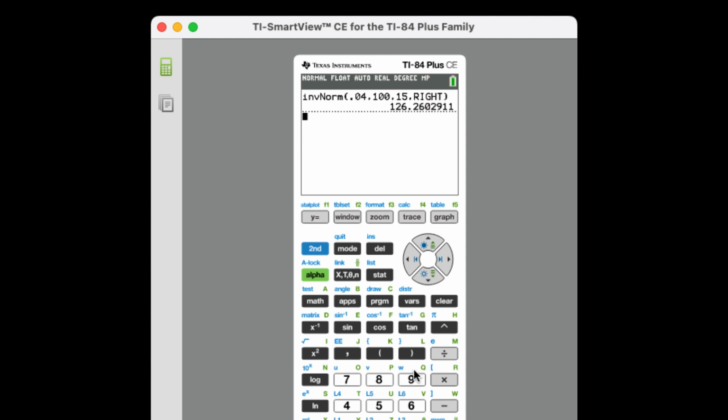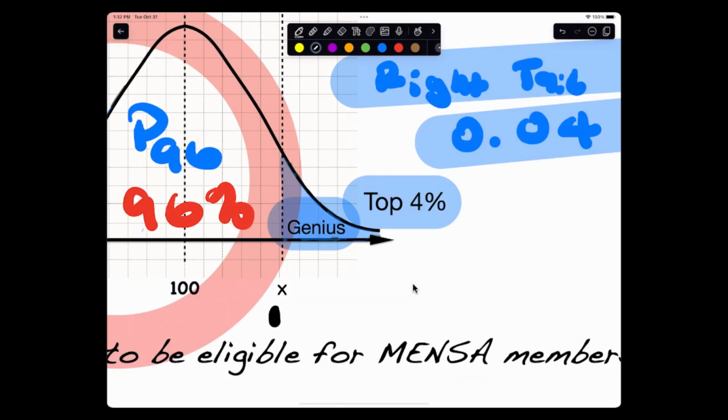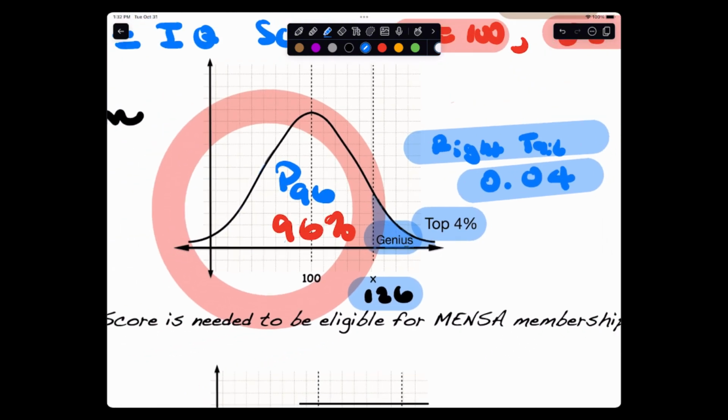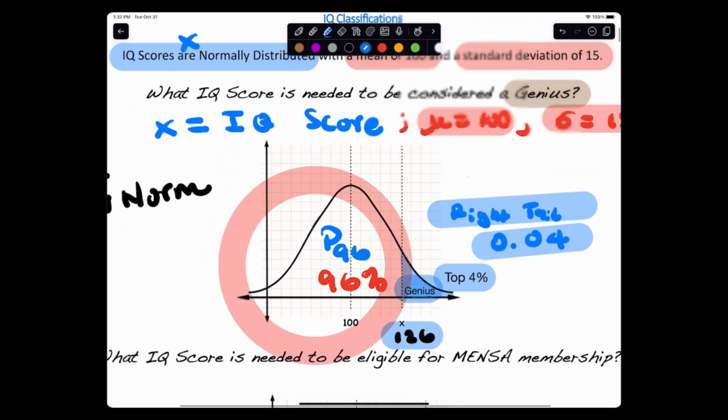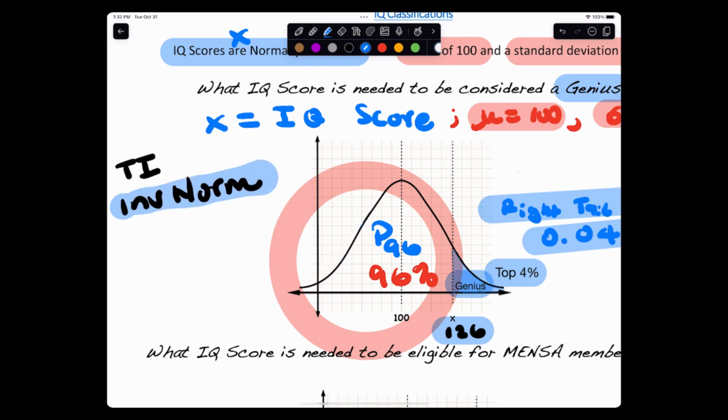And approximate this to the whole number. What is this to a whole number? Do you guys know? Isn't that 126? So, ladies and gentlemen, that's the IQ score you need to be considered a what? Genius. So it's working backwards. You're using the inverse norm key. You're trying to find that X value now. So you need at least 126 IQ.